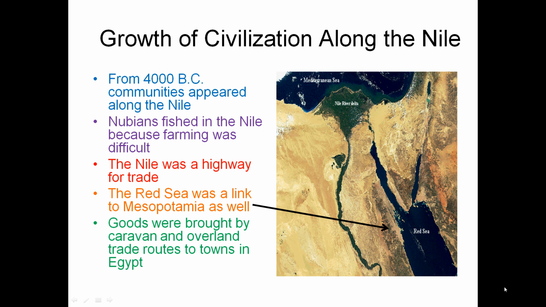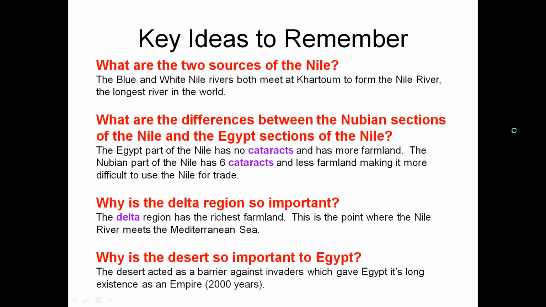And the Nile acted as a highway for trade. The Red Sea was a link to Mesopotamia as well, and you can see where the Red Sea is. If you crossed it and you went north, you would hit Phoenicia and Israel on this part of the Mesopotamian region. Goods were brought by caravan and overland trade routes to towns in Egypt.